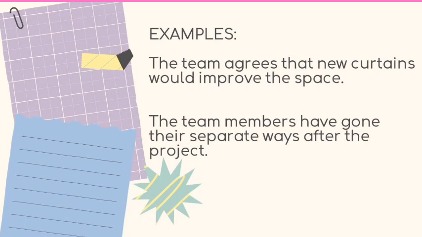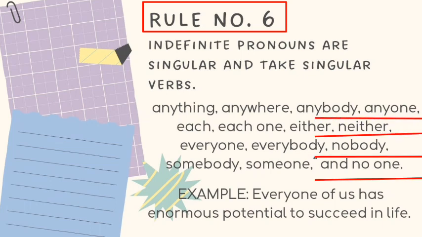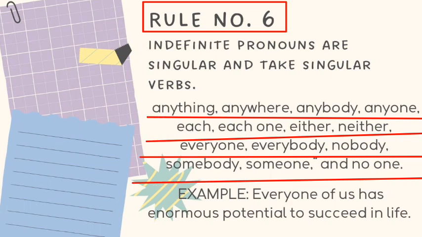So let's now proceed to our sixth and last rule for tonight. It's all about indefinite pronouns. Indefinite pronouns are singular and take singular verbs. So what are the indefinite pronouns? Anything, anywhere, anybody, anyone, each one, either, neither, everyone, everybody, nobody, somebody, someone, and no one. For example, every one of us has enormous potential to succeed in life.